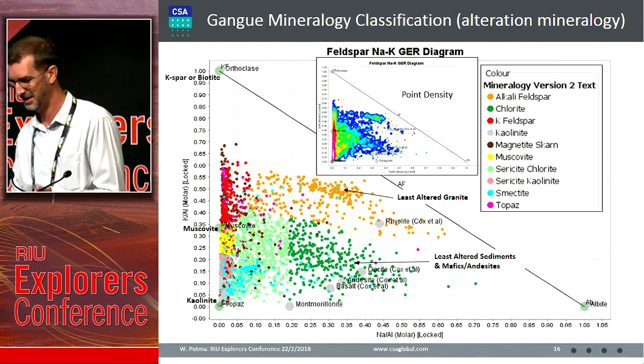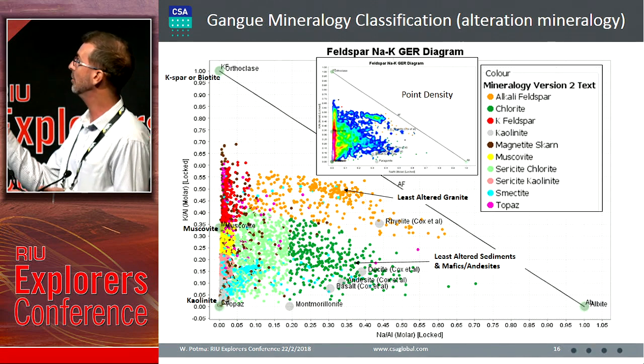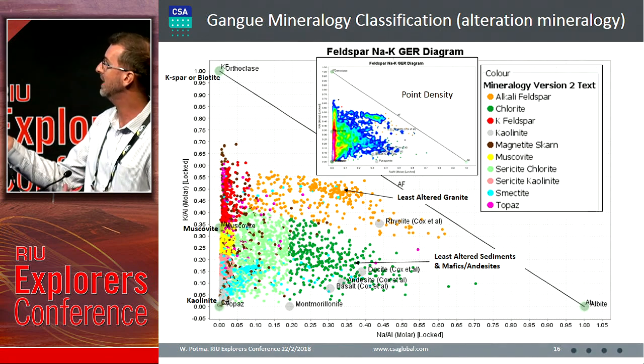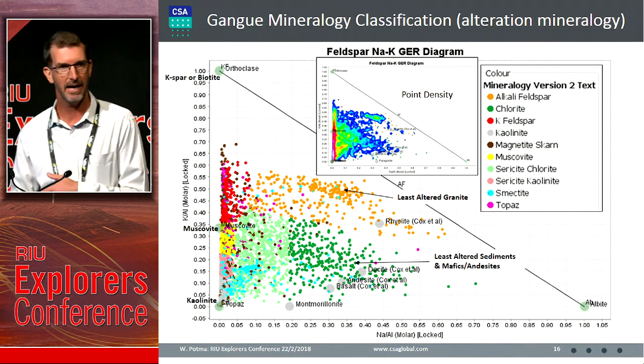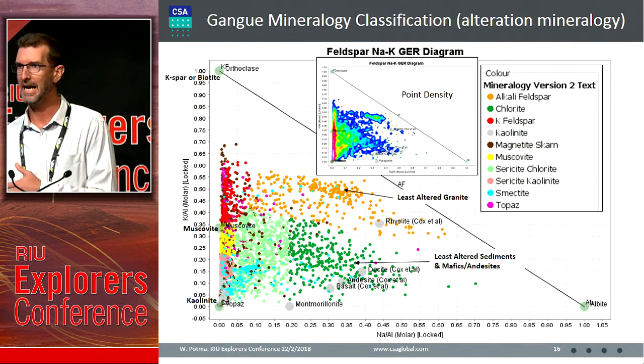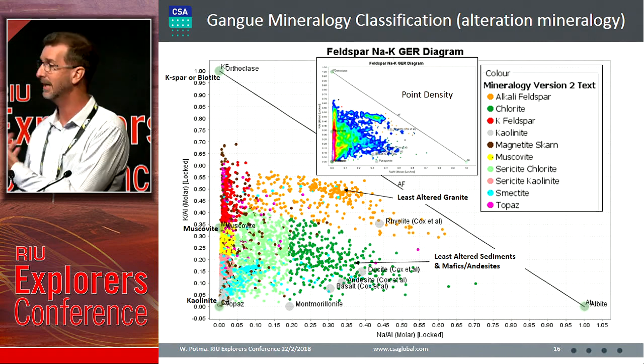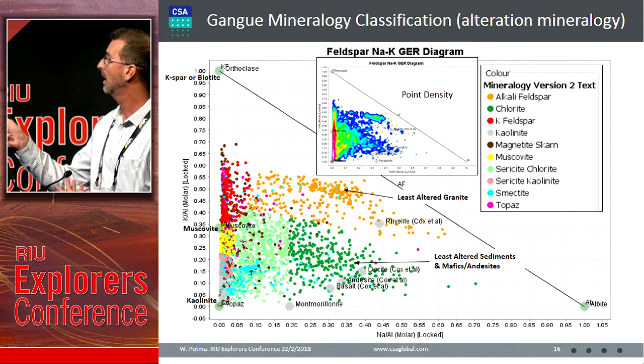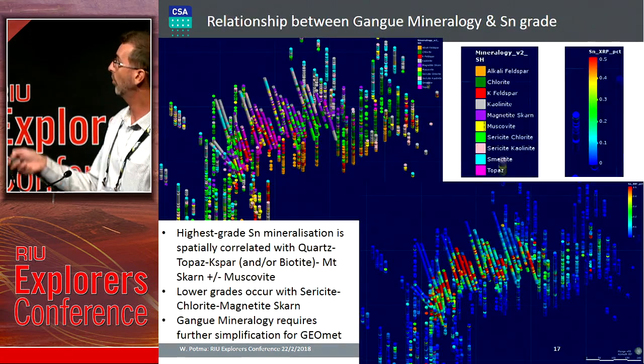Don't worry about the detail in this diagram. Suffice to say, we can use the geochemical classification of major elements to say something about the minerals in a system and the spatial distribution of those minerals. So we can take this sort of classification into a model.